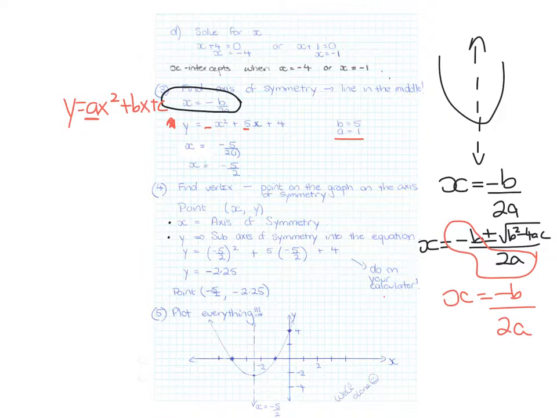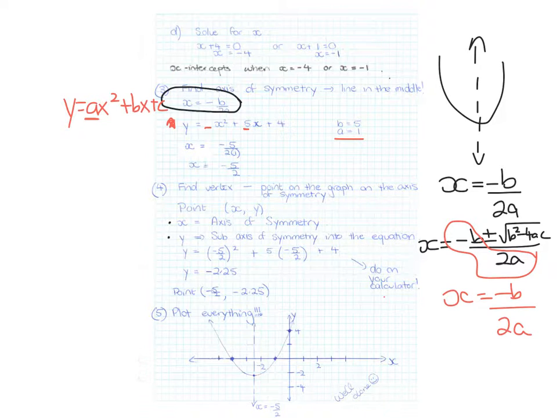So we get x equals negative 5, which is negative b, over 2 times 1. Remember, x equals negative b on 2a. That's going to be negative 5 divided by 2a, which is 2 times 1, which is just 2, so that's negative 5 over 2. You put that in your calculator, you get negative 2.5. So our axis of symmetry is a line that goes through the middle of this graph at x equals negative 2.5. That's the axis of symmetry.